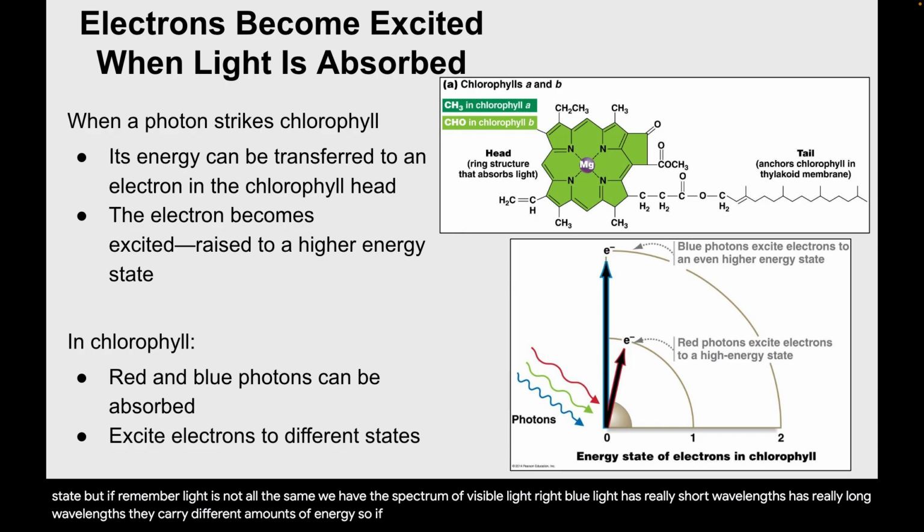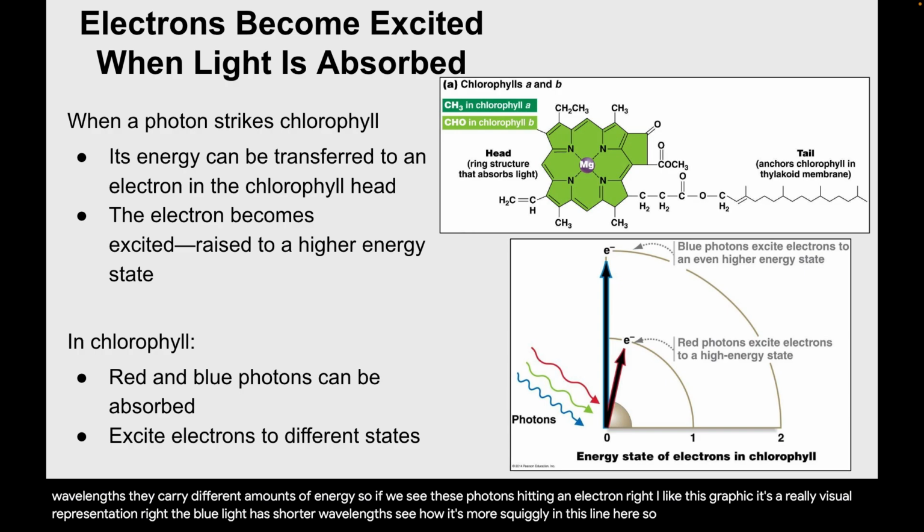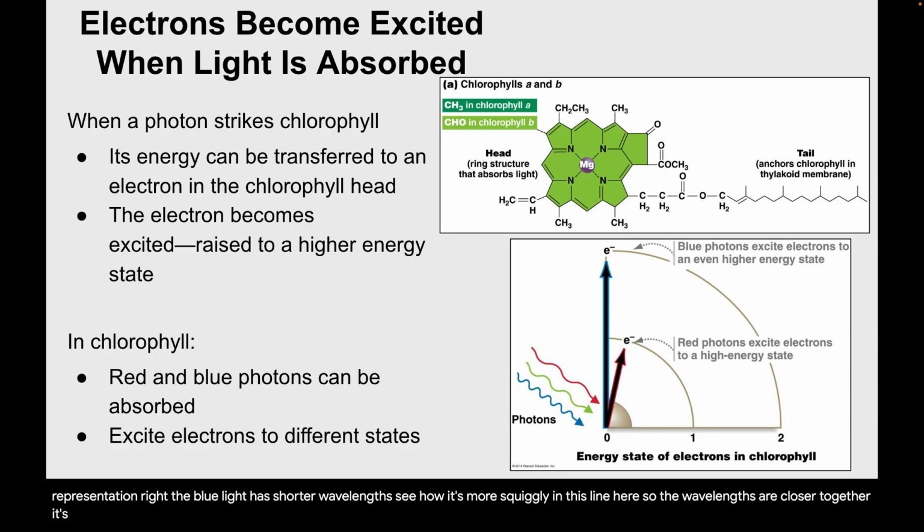So if we see these photons hitting an electron, I like this graph. It gives a really nice visual representation. The blue light has shorter wavelengths. See how it's more squiggly in this line here. So the wavelengths are closer together. It's going to excite the electron to a higher energy state simply because blue light carries more energy. Whereas red light has a longer wavelength, still going to excite the electron, but not as much, because it carries less energy with it.